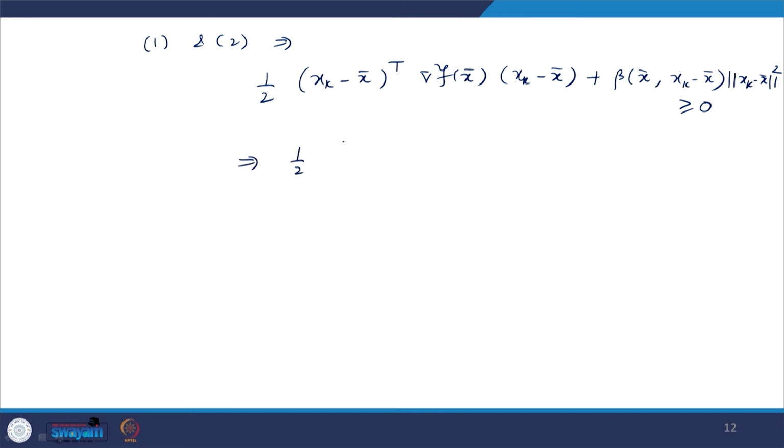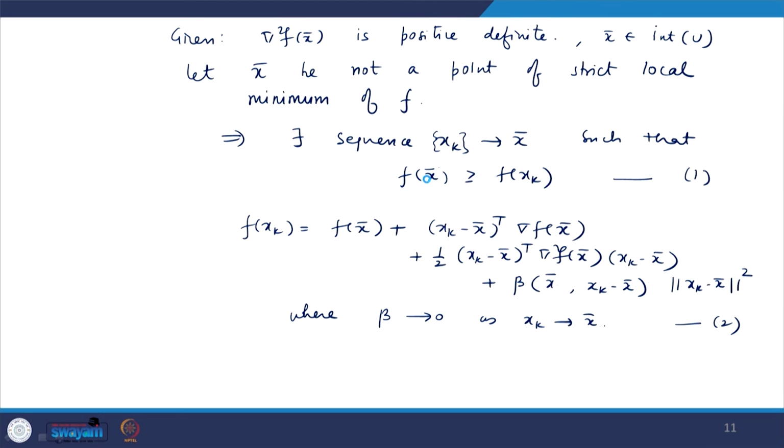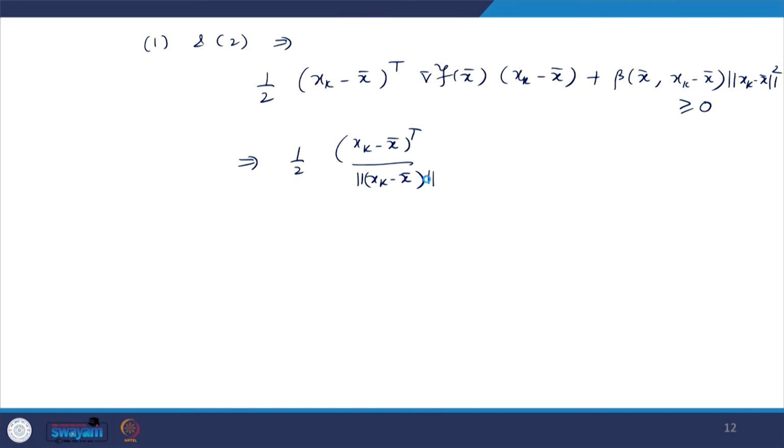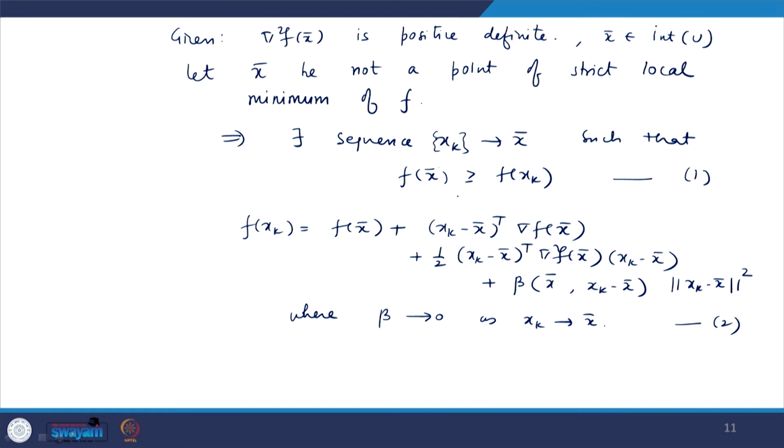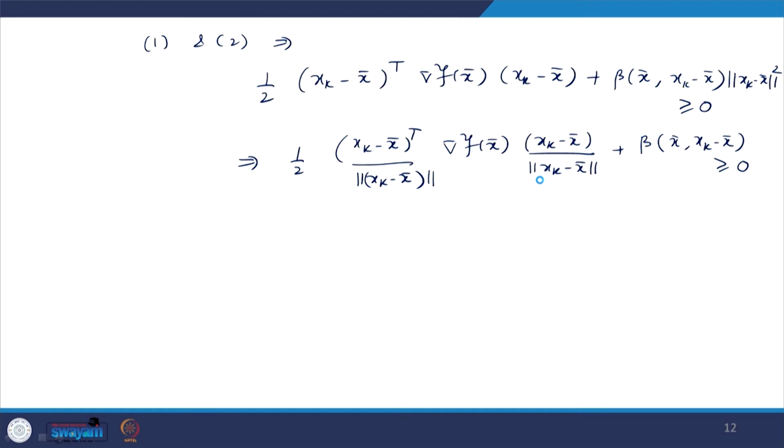So, this further implies 1 by 2 x k minus x bar whole transpose upon norm of x k minus x bar, okay, this norm. So, we can check the expression from here: x k minus x bar whole transpose and norm of this thing, beta times x bar x k minus x bar and norm of this square, gradient square of f x bar x k minus x bar upon norm of x k minus x bar plus beta x bar x k minus x bar is greater than or equal to 0. So, it is less than or equal to 0 I think, because if you see f x k minus f x bar from this expression is less than or equal to 0. So, it is in fact less than or equal to 0.